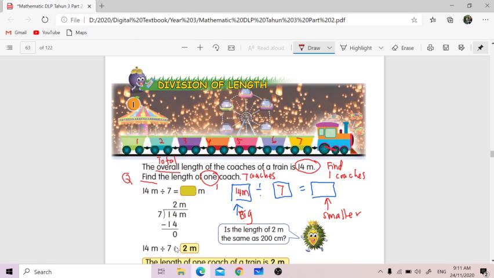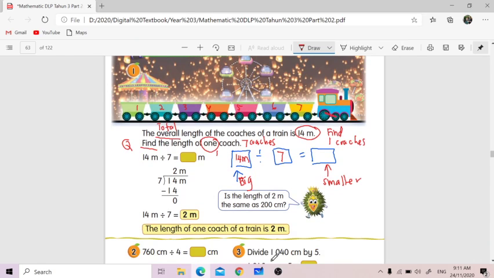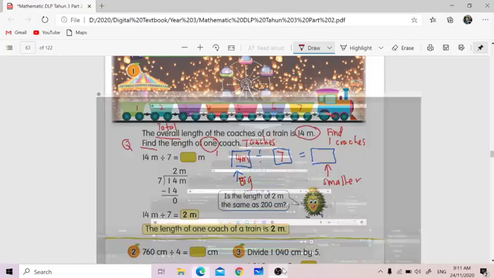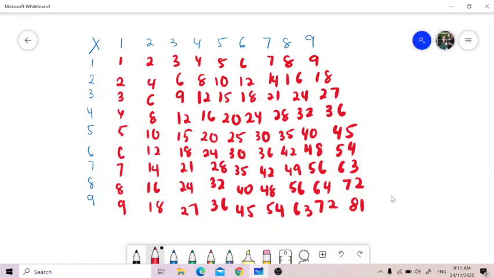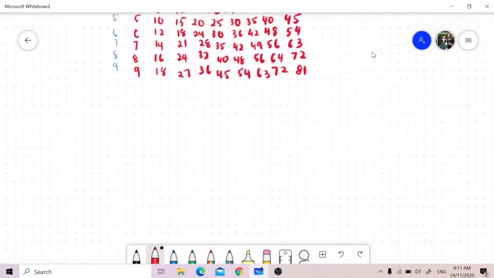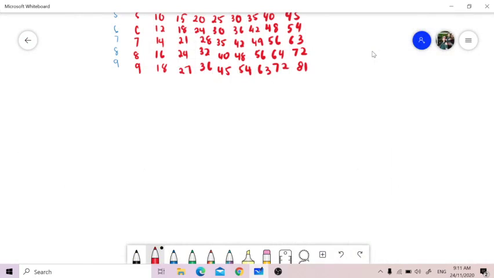Or in other words, it says this. So in other words, if you have seven coaches, you will have 14 meter of length. So equivalent to, if you want, and then in the end, if we find one coach, how much?